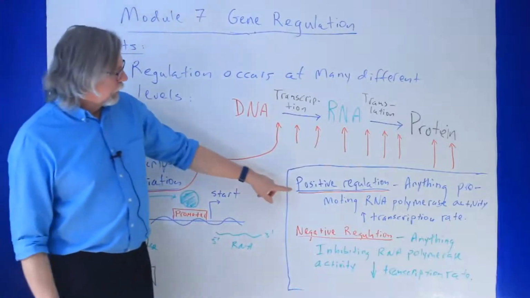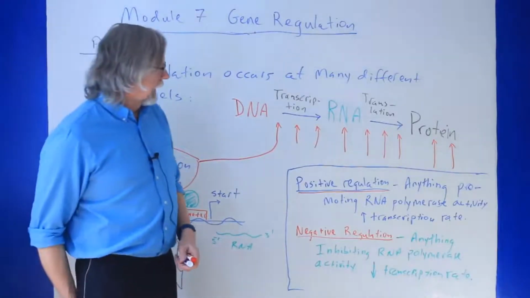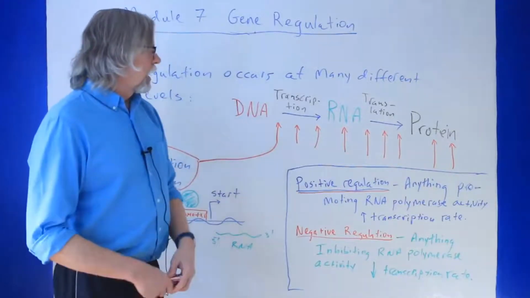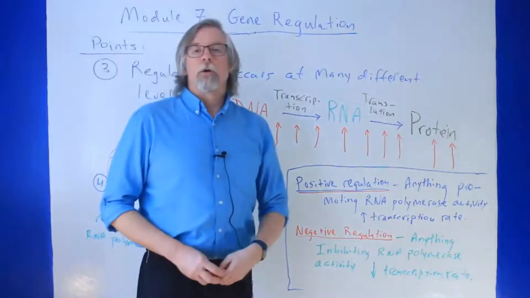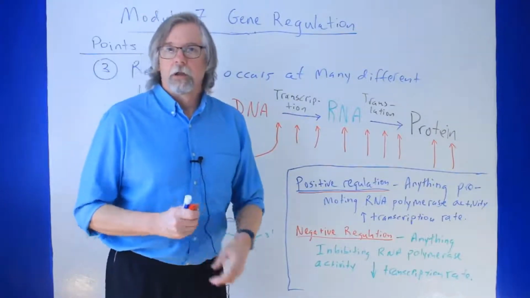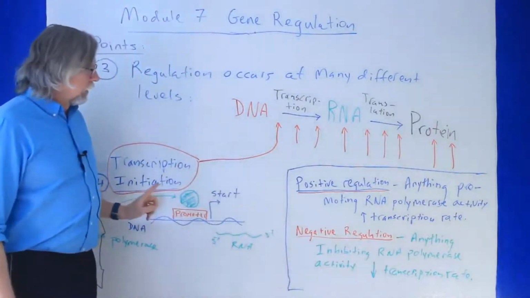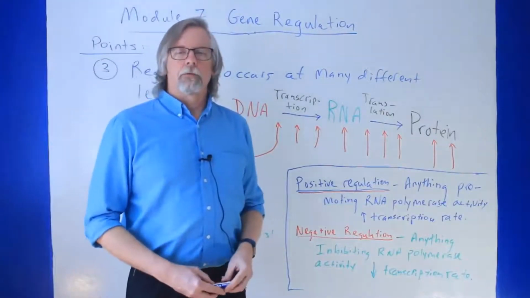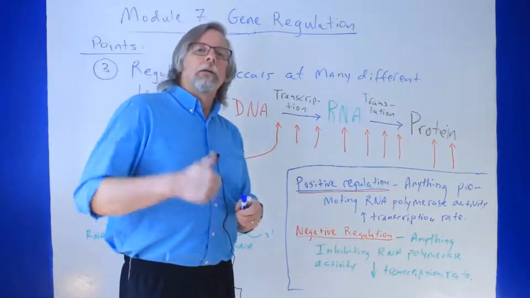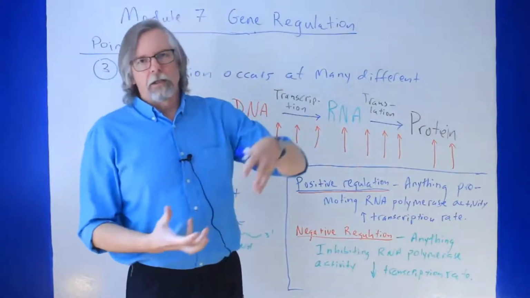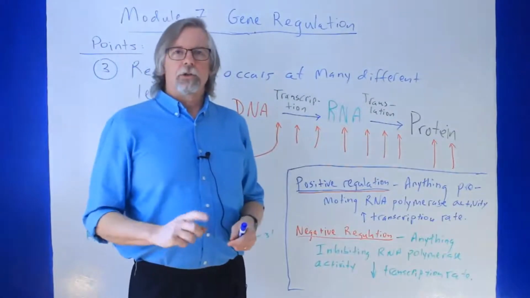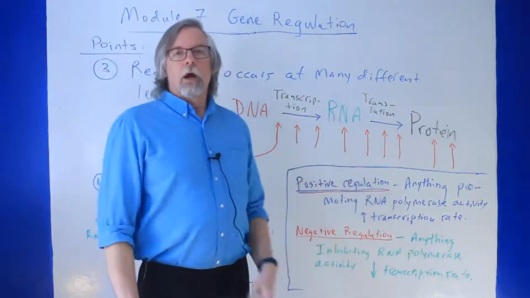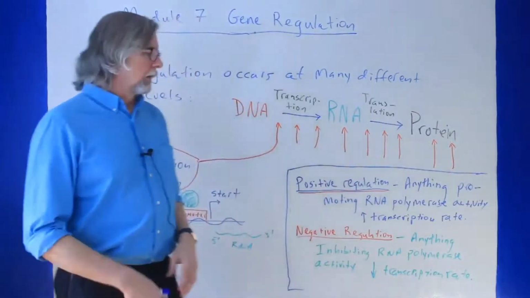So just some terminology. We're going to talk about positive regulation and negative regulation. If you're talking about transcription initiation, positive regulation is anything that's promoting RNA polymerase activity. That could be binding to the promoter or the rate at which it makes the RNA product. Anything increasing that rate or making binding more likely is positive regulation. That's going to increase the rate of RNA product synthesis.